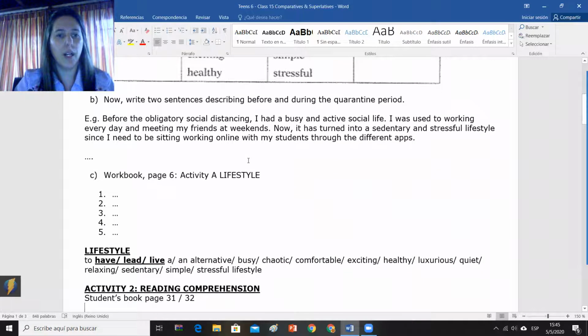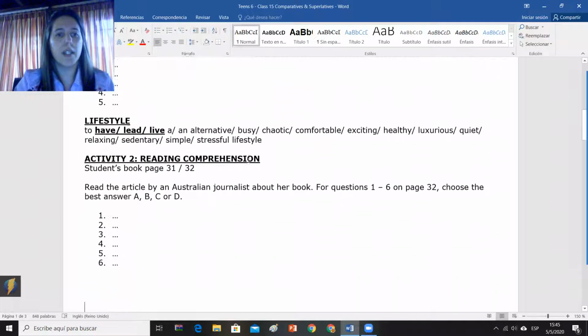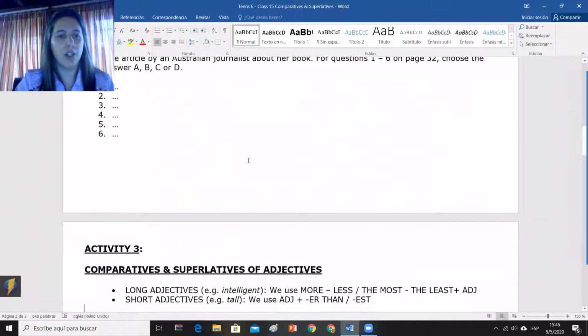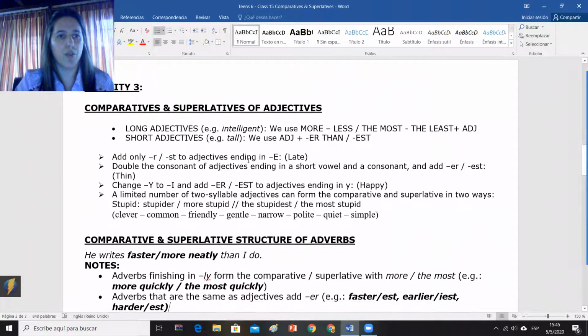Then you have one activity from the workbook. In activity number 2, there is a reading comprehension activity from the student's book. Remember to write the answers here in the main file. And then we have the grammar structure, comparatives and superlatives of adjectives and adverbs. So I'm going to read what you have here on the screen and what is in the main file.